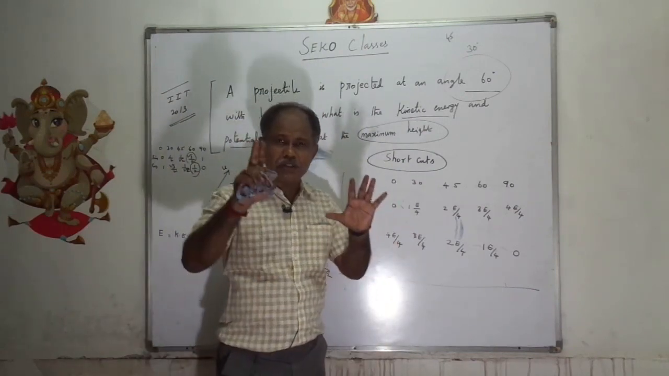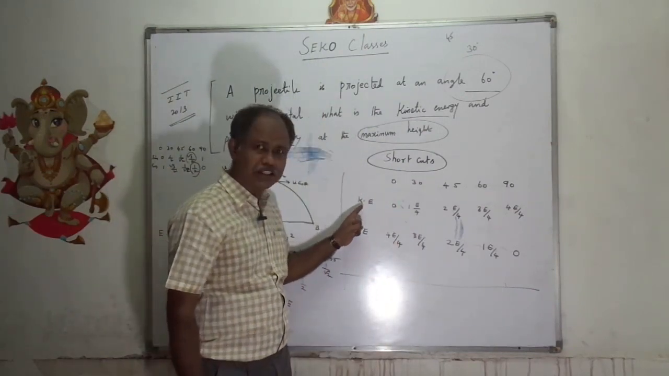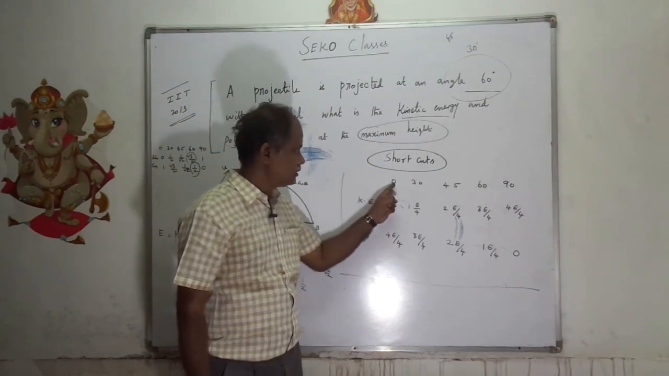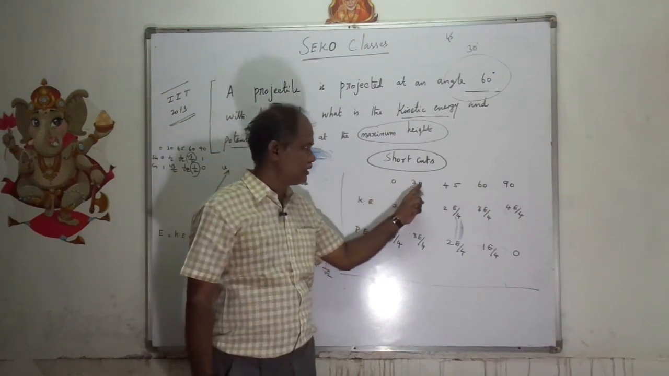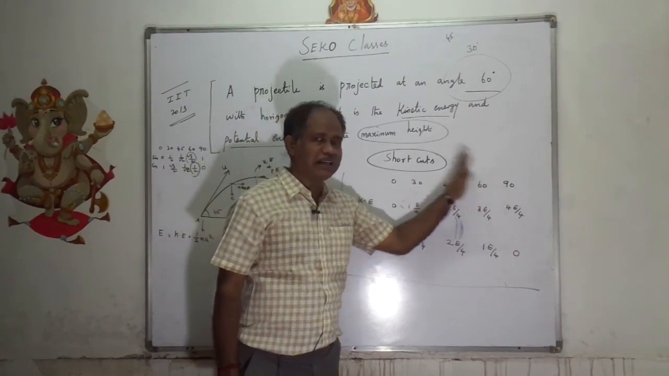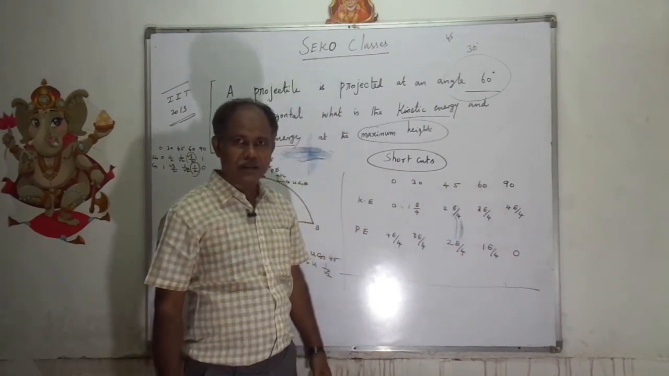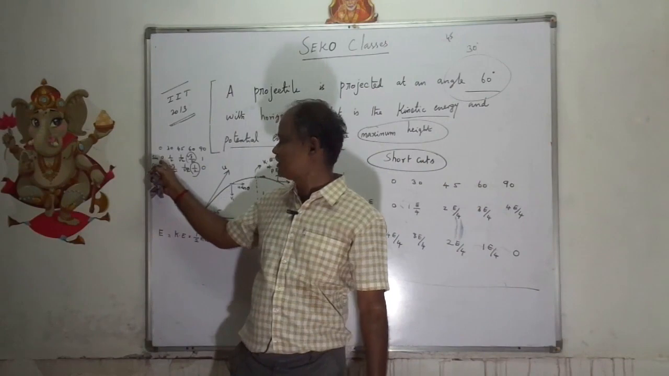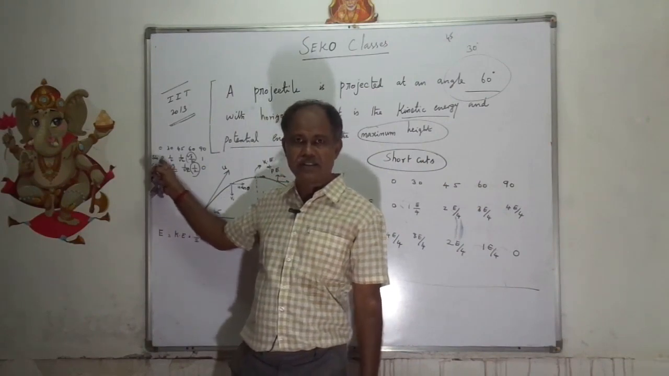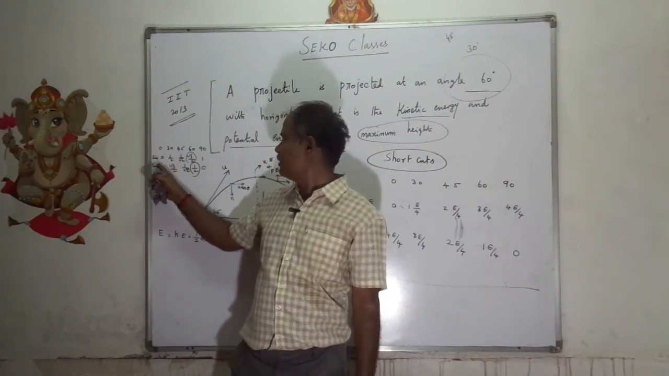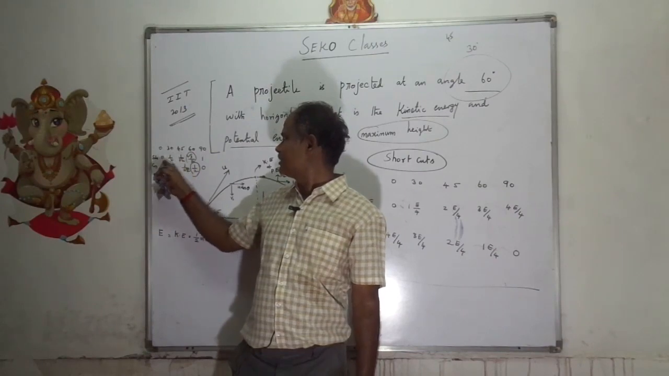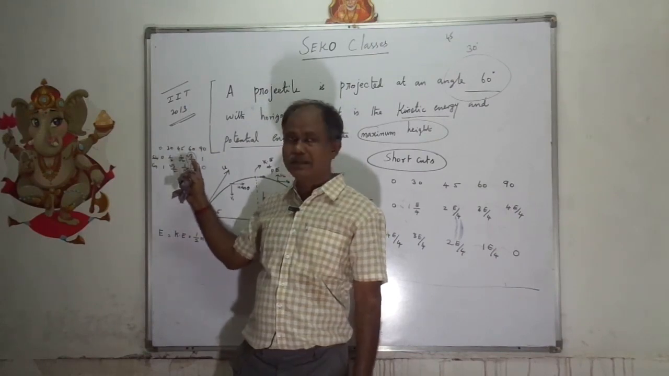Here, then, a very simple shortcut. Let it be kinetic energy, potential energy. Here, angle 0, 30, 45, 60, 90. Like this, sine theta, cos theta. Sine 0 is 0, sine 30 is 1 by 2, sine 45 is 1 by root 2, sine 60 is root 3 by 2.